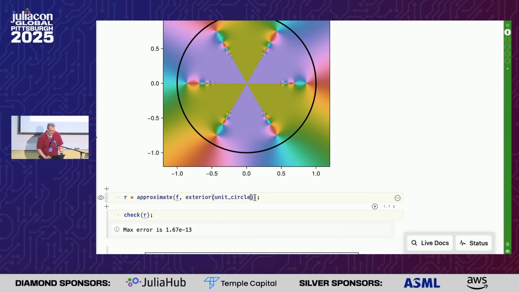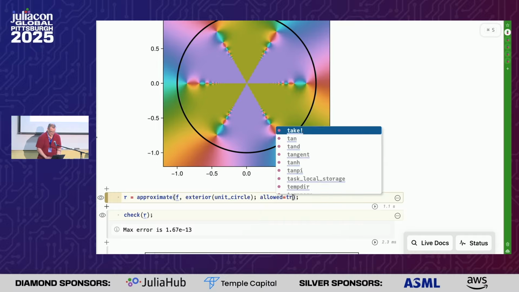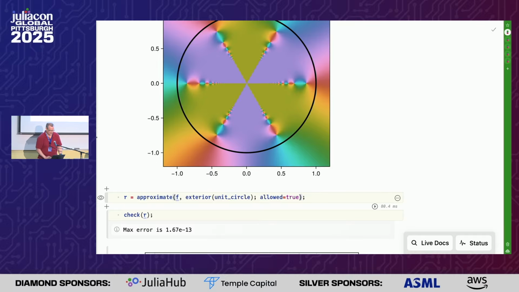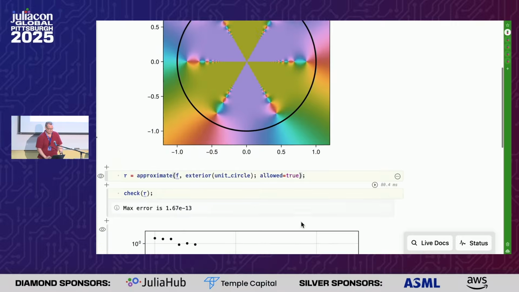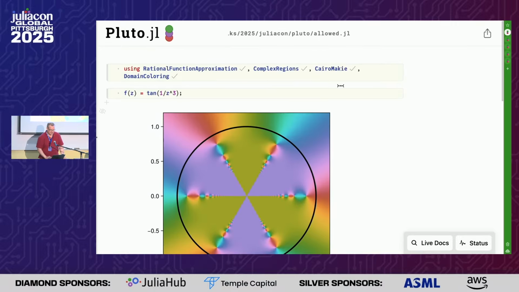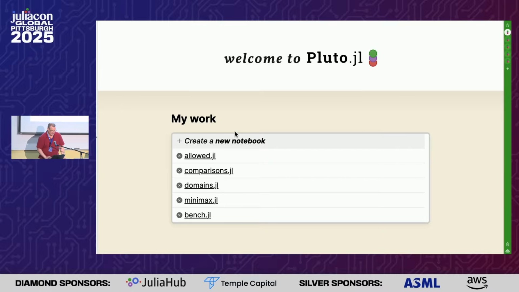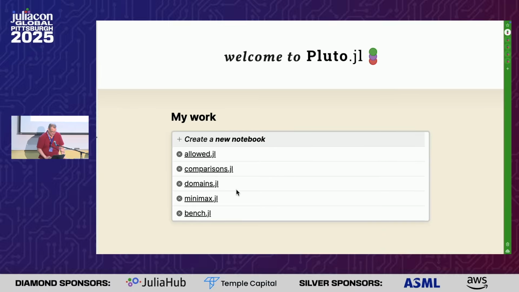If I don't care one way or the other, I could just say to allow everything. And now the dots are neither blue nor red. They're just black to indicate, I don't know, right? This is what you wanted. Let me just finish up with a few more fun little demos of things that you can do with regions in the complex plane.